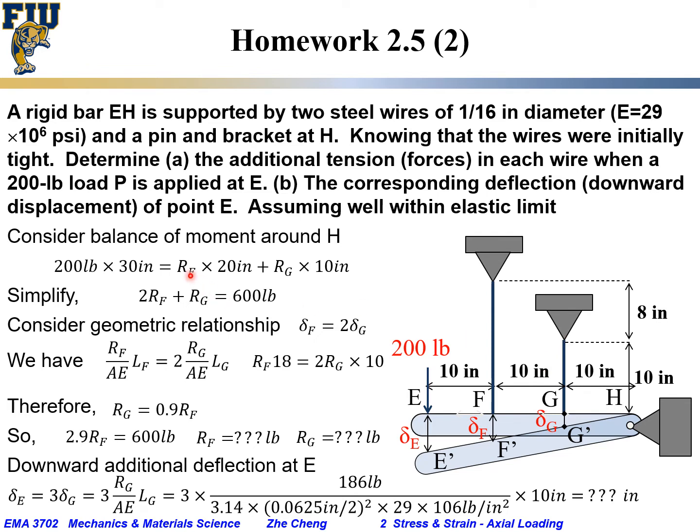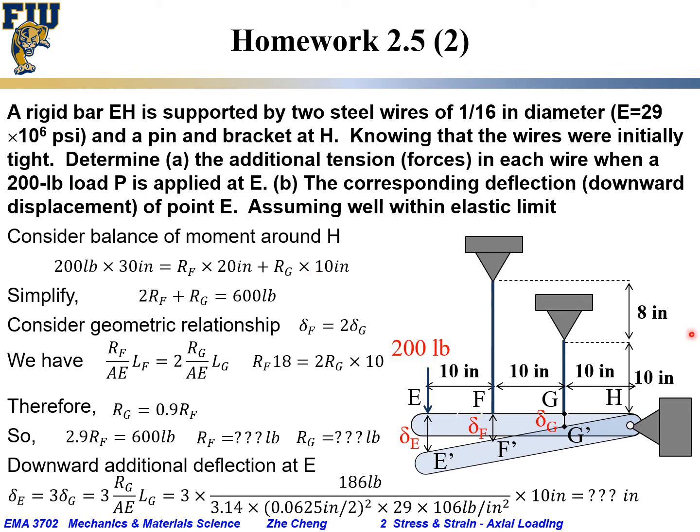and the moment from F would be RF times the distance, which is 10 plus 10, 20 inches, and it's trying to rotate the pin clockwise, plus RG, the resulting additional tensile force in G, times the distance, 10 inches. So this is our balance of moment from a statics point of view. We have one equation, two unknowns, RF and RG, and we cannot solve it directly.